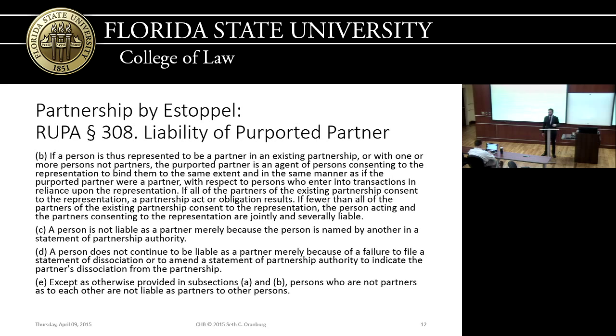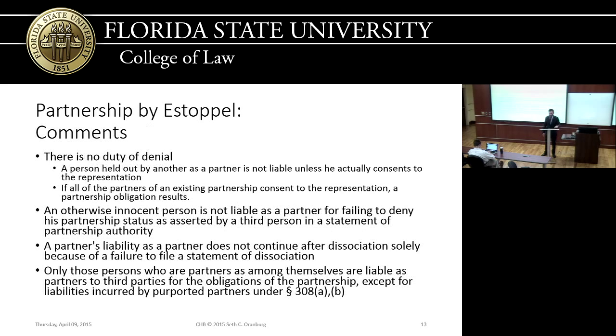It's a somewhat detailed statute, so there are a few other issues there. But the upshot is a few things. First, there's no duty of denial. So you don't have to go around the world telling everybody that such and such is not your partner, right? Your liability for a partnership is limited to whether you actually consent to the partnership. An otherwise innocent person is not liable as a partner for failure to deny his partnership status as asserted by a third person in a statement of partnership authority.